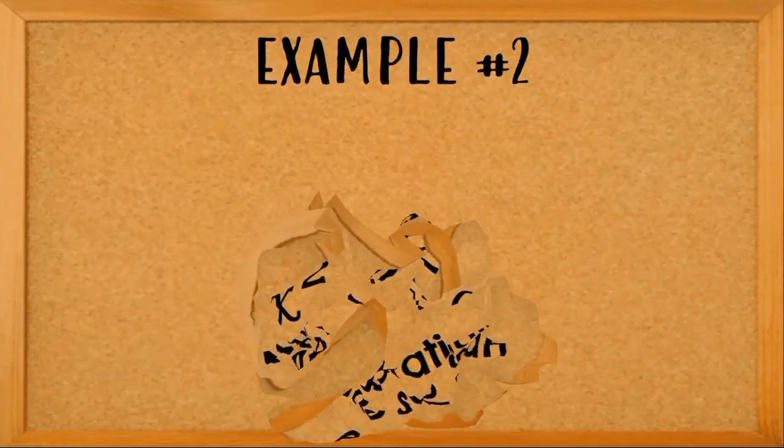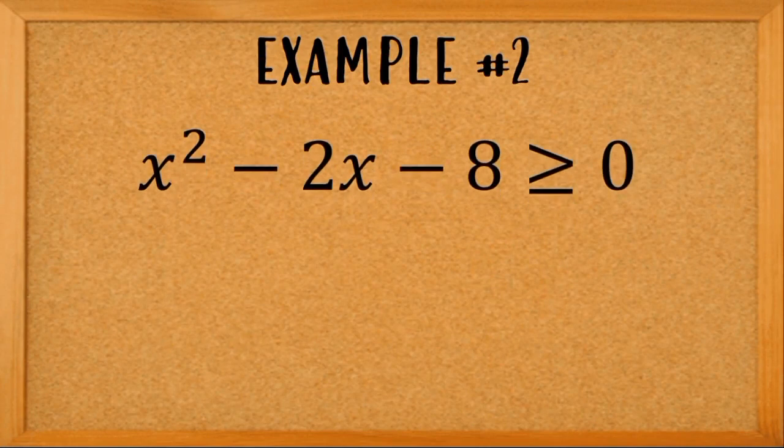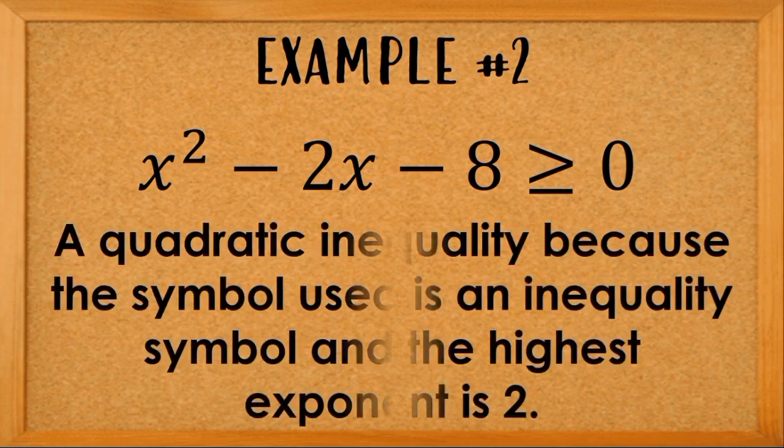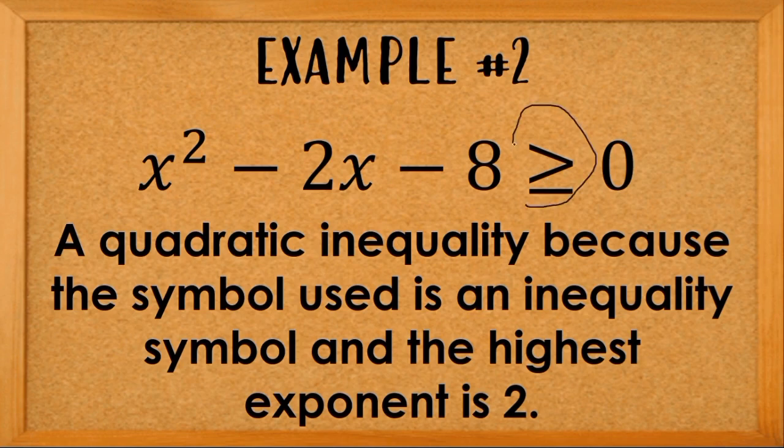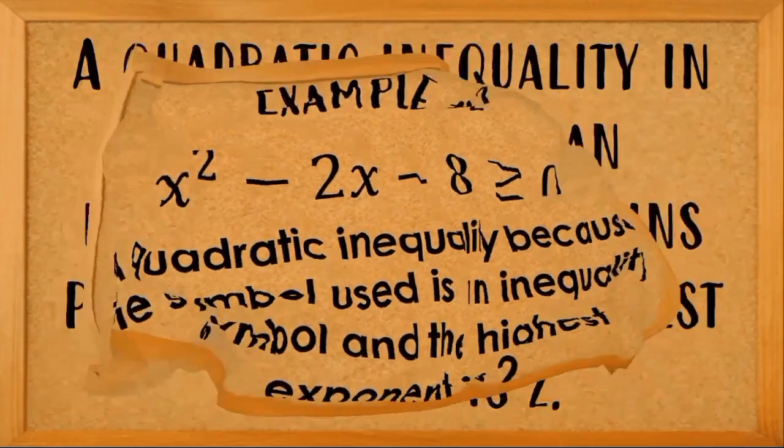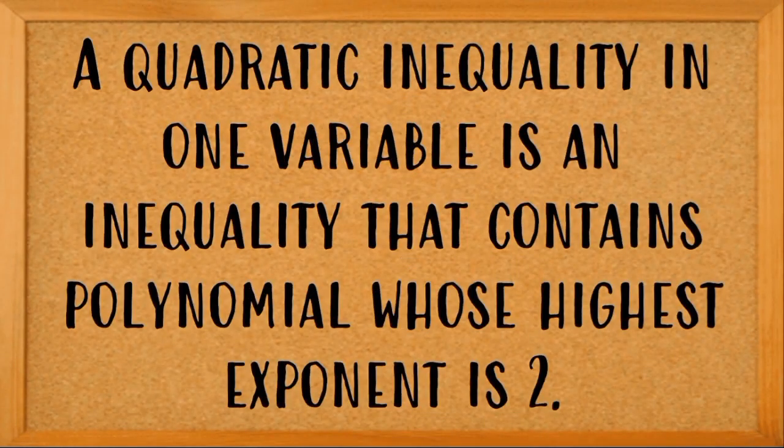Next, example number 3, we'll have x squared minus 2x minus 8 is greater than or equal to 0. This is a quadratic inequality because the symbol used is an inequality symbol, which is greater than or equal to. This is an inequality symbol and the highest exponent is 2. That is why it is called a quadratic inequality. A quadratic inequality in one variable is an inequality that contains a polynomial whose highest exponent is 2.